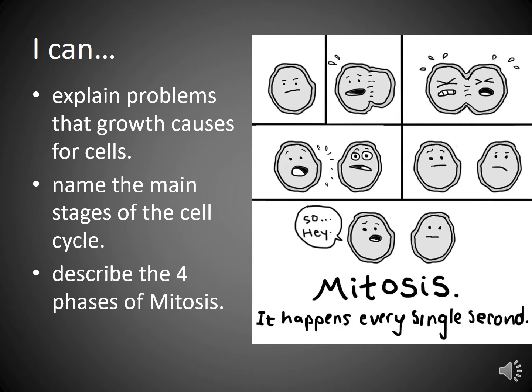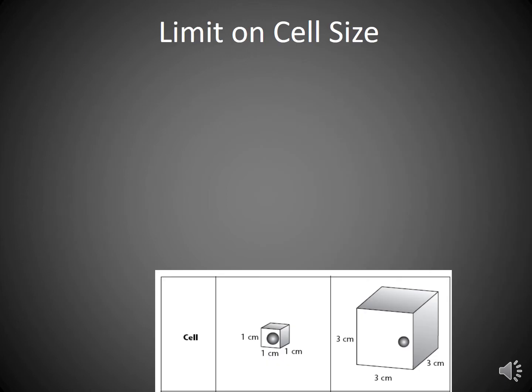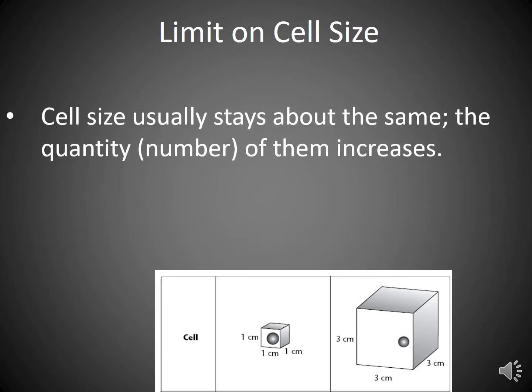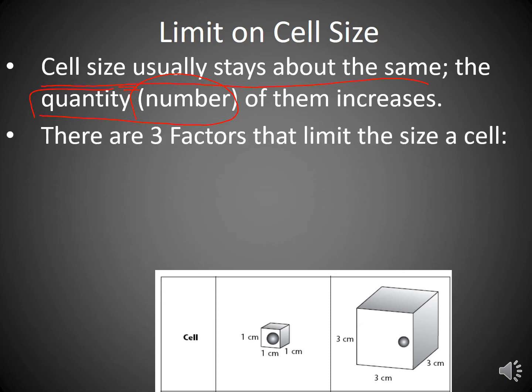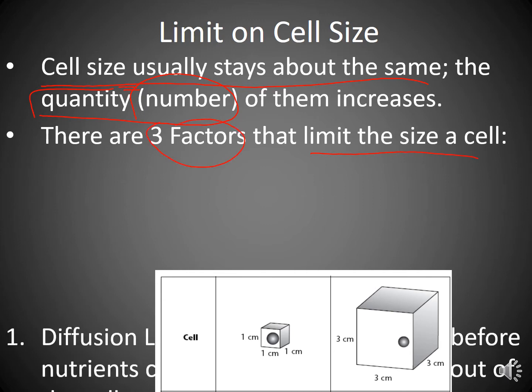And as you see here, this little comic, that's what we're going to be talking about. So there actually is a limit on cell size. Cell size usually stays about the same. The quantity, which is the number, increases. Now the thing is, because there's a limit on the size of a cell, there are 3 factors.